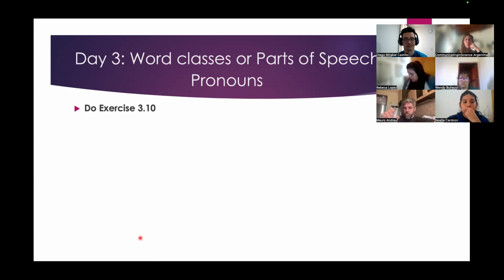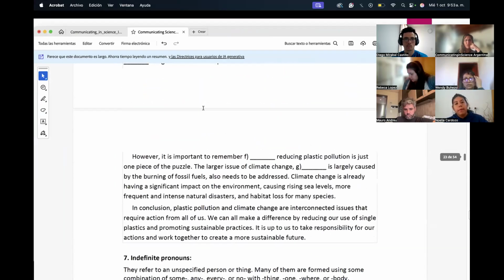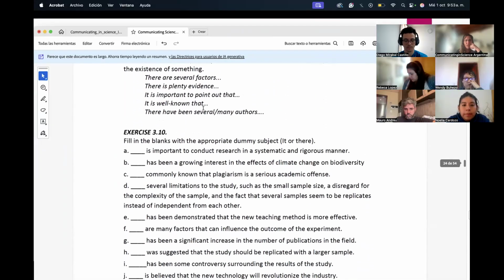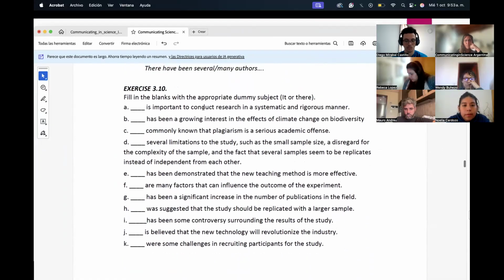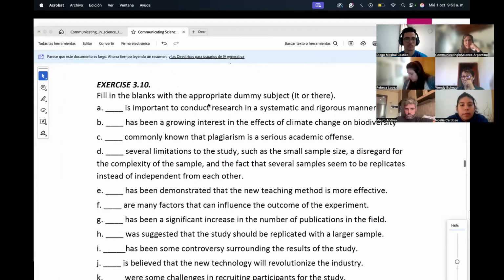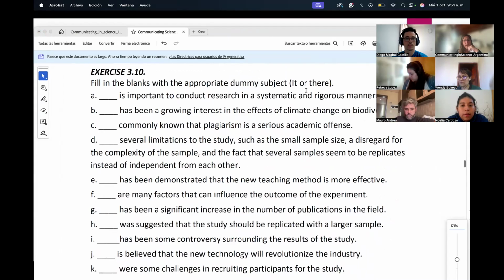And I do want us to do this exercise, which is exercise 3.10. Where are you? Here. And you are supposed to complete these sentences with it or there.